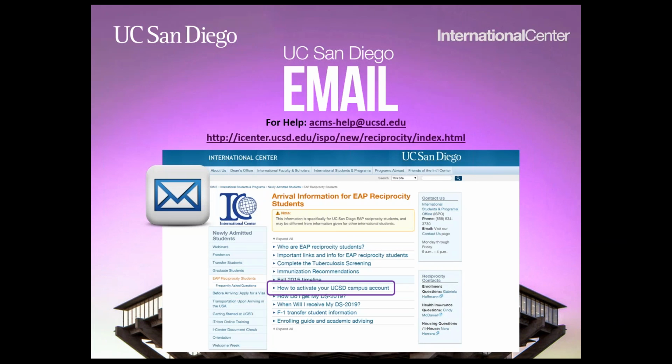You should have already set up your UCSD email account. This is very important. Your email address will be used to communicate with many departments on campus. In fact, UC San Diego will only use your UC San Diego email address to communicate with you, so it is imperative that you check it frequently. If you are having problems setting up your account, please contact the ACMS Help Desk at the address listed above.